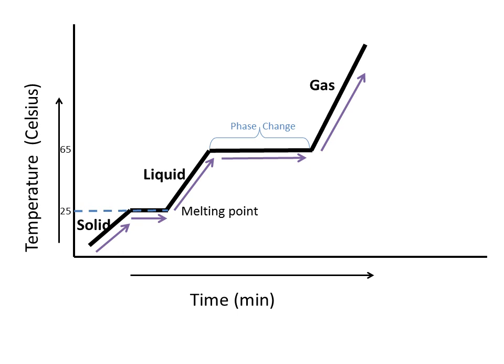Similarly, we look at the second phase change, the second horizontal line, and we draw a horizontal line across, and here we see it is 65 degrees Celsius. This number is known as the boiling point. Now, the boiling point is just where the liquid is turning into a gas.